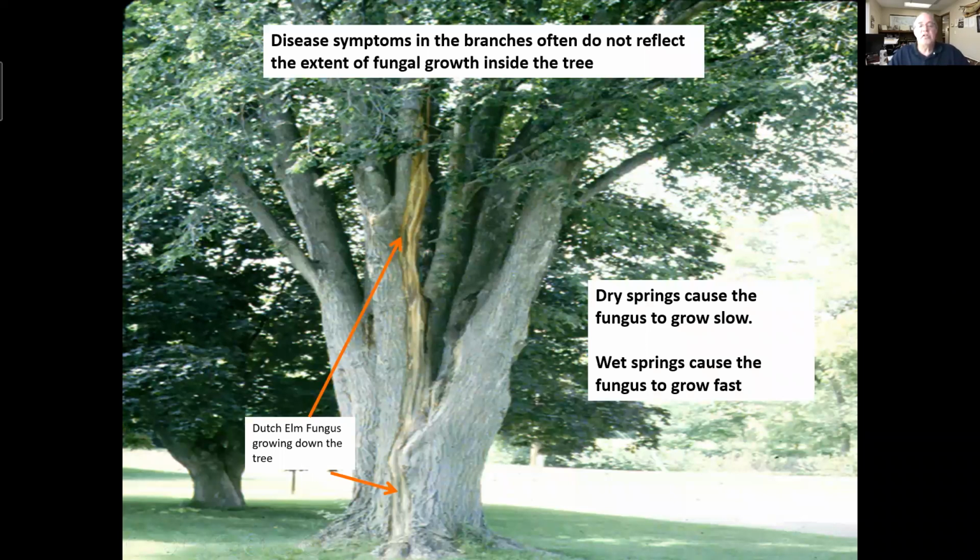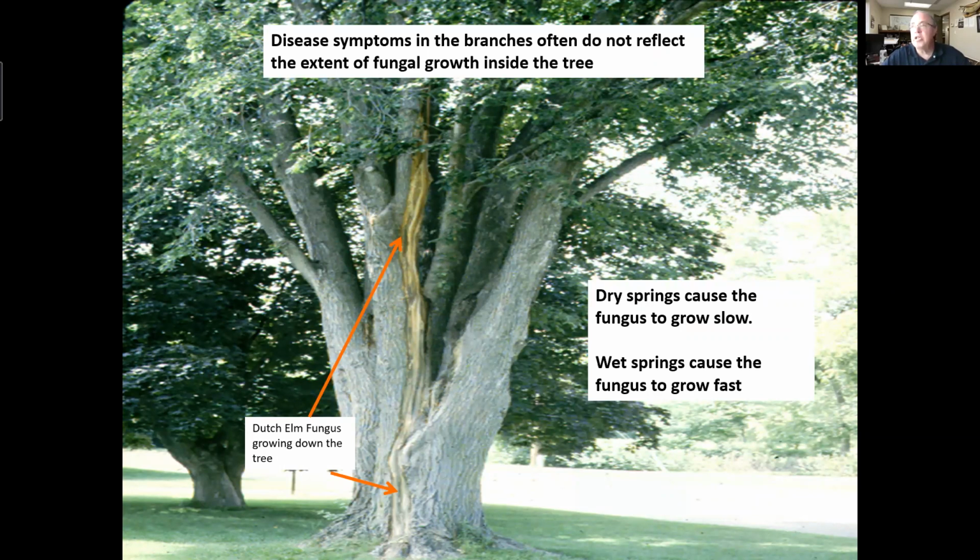We've saved hundreds and hundreds of elms with this process. However, not every year is a great year to save these. Typically, if you have a dry spring, the fungus grows slow, and the symptoms in the tree are very much closer to the actual growth rate of the fungus. However, if you have a very wet spring, what'll happen is the fungus grows really fast and you hardly see any symptoms.